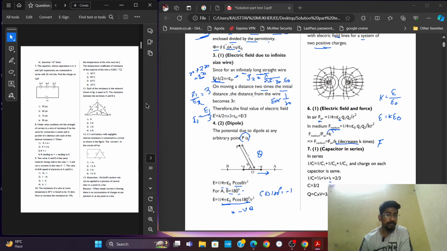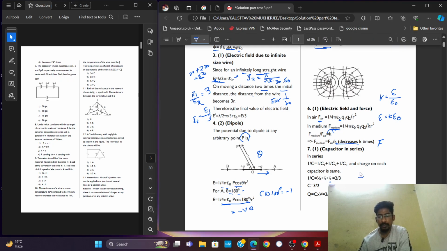The capacitors whose capacitances are 6 microfarad, 6 microfarad, and 3 microfarad are connected in series. As we all know, for series connection, 1 by C equals 1 by C1 plus 1 by C2 plus 1 by C3, right? So if you directly put this in, 1 by 6 plus 1 by 6 means 2 by 6, which means 1 by 3, plus 1 by 3, that is equal to 2 by 3, right?